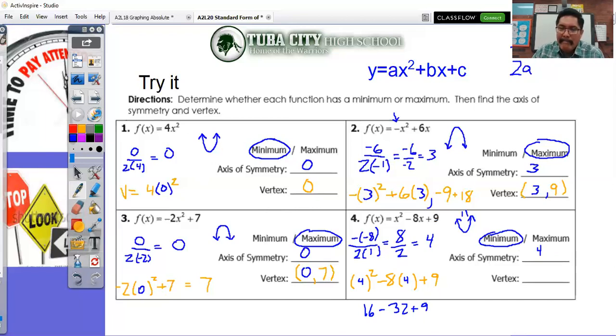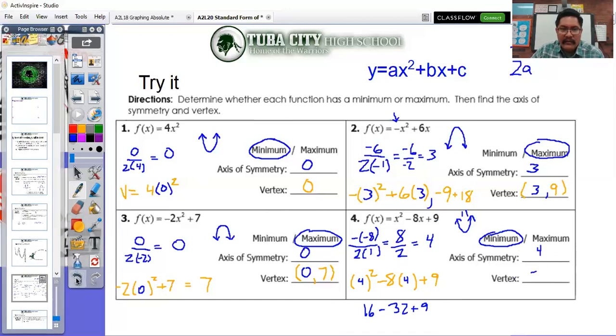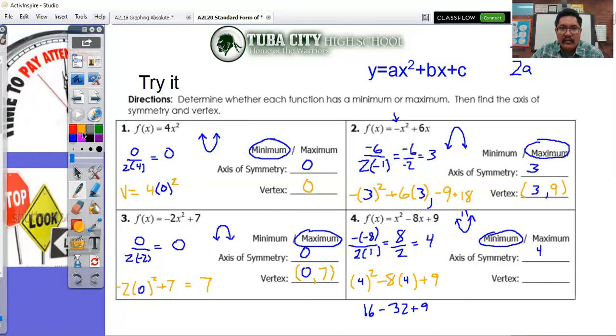Okay, so that'd be negative 16 plus 9. And in this case, we get negative 7. But we need to write that down in ordered pair form. So negative 7 is our y value. But again, our x value for the ordered pair is going to be the value we got for the axis of symmetry.